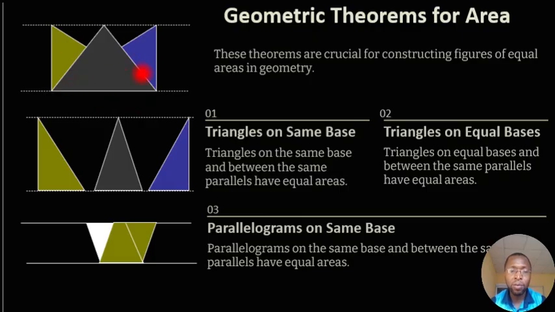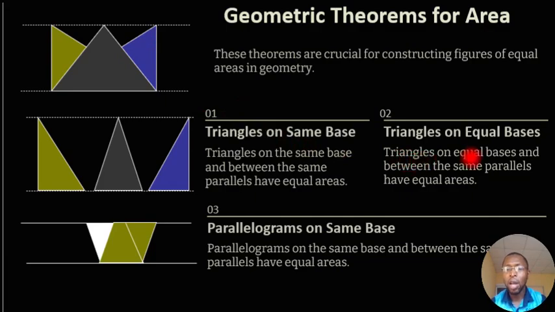Now, these three triangles lie on the same parallel lines and on the same base. For the fact that they are on the same base and within the same parallel lines, their areas are the same. And what that means is that if the yellow triangle has an area of, let's say, 15 centimeters squared, then the ash will also have the same 15 and the blue will have the same 15. That is the first geometric theorem concerning the area of a triangle.